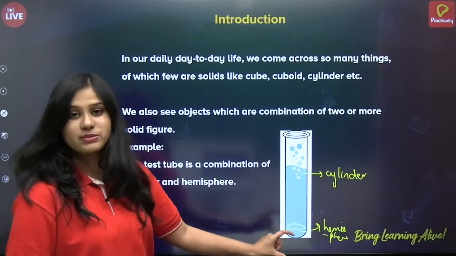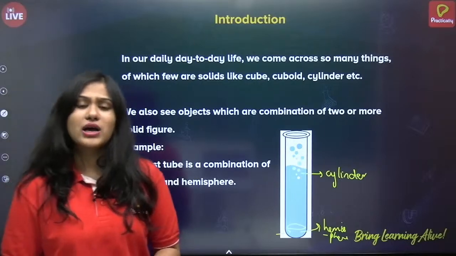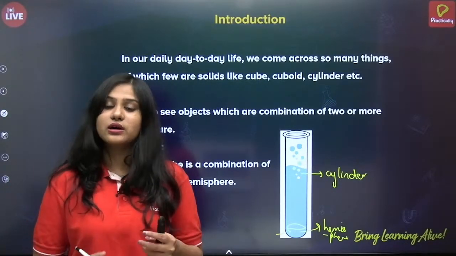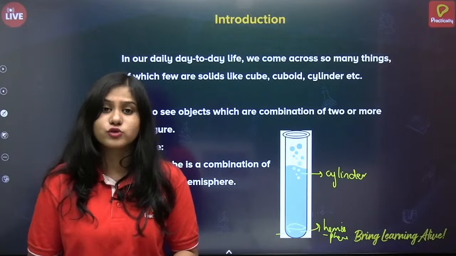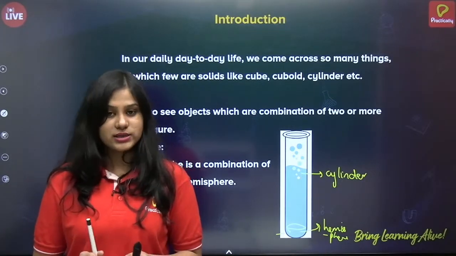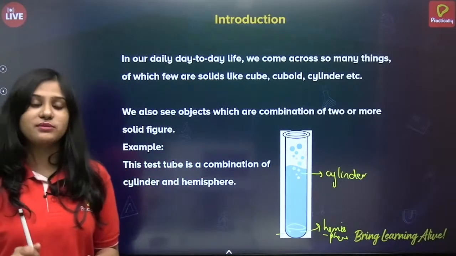All right, so this is one of the examples where we see a combination of two solid figures, that is cylinder and hemisphere, right? So now can you all give an example where you see a combination of two or more solids? Please do answer in the comments. All right, I'll be checking it.